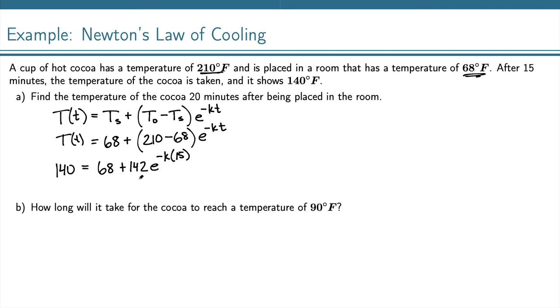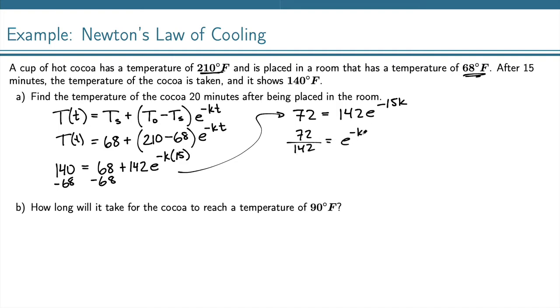So now we can use this equation to solve for k. If we subtract 68 from both sides, then we get 140 minus 68 is 72. And then this equals 142 e to the negative 15k. And we can divide both sides by 142. So 72 over 142 equals e to the negative 15k.